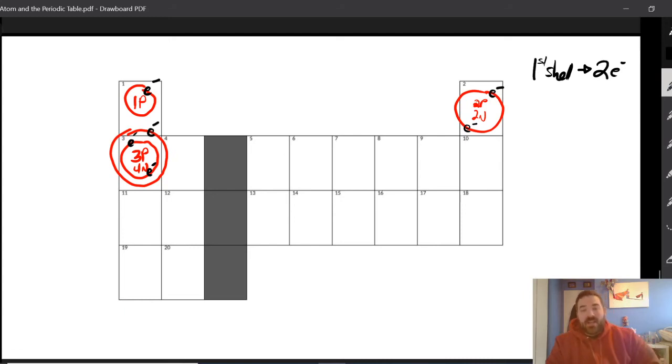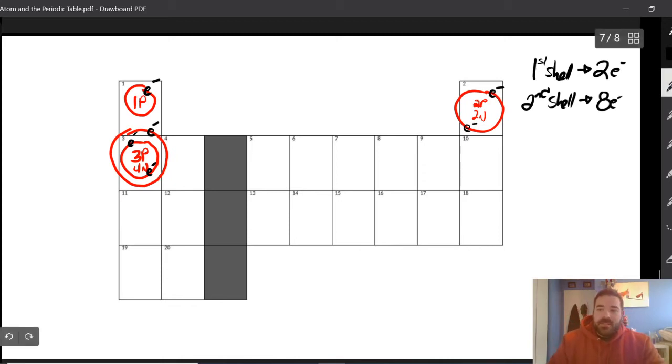Now that second shell can fit more than 2. It can actually fit 8 electrons. And that's why we have 1, 2, 3, 4, 5, 6, 7, 8 elements in the second period. This is a period and this is a group. We have 8 elements in the second period because we have 8 electrons that can fit on that particular valence shell or that particular orbital.